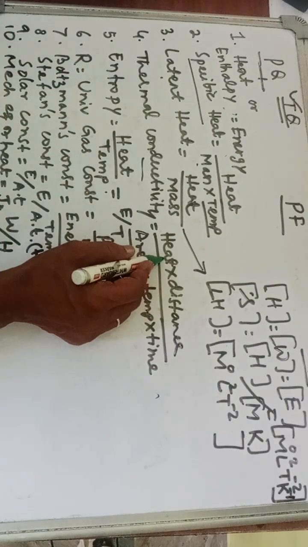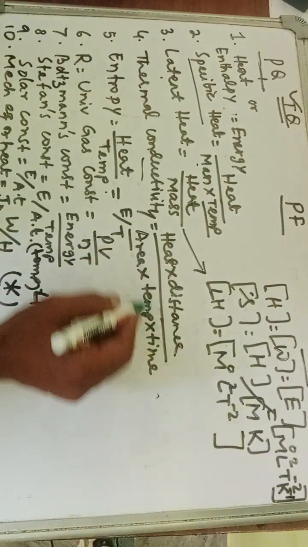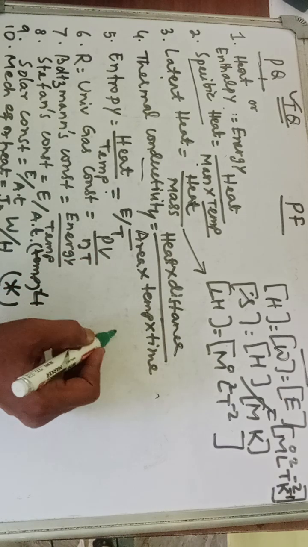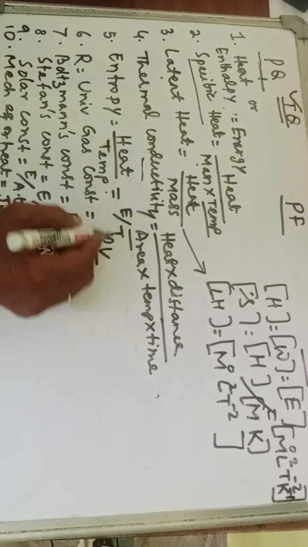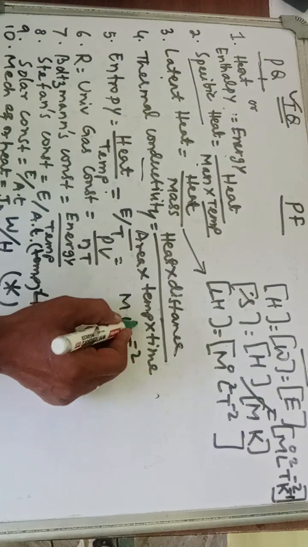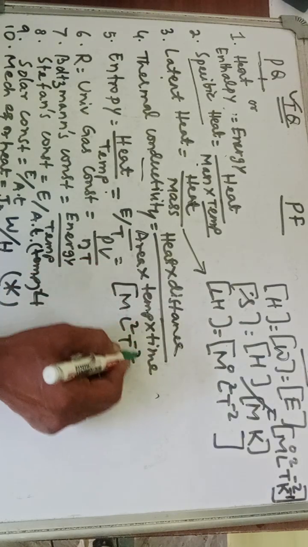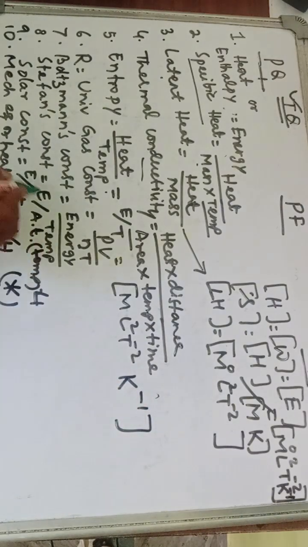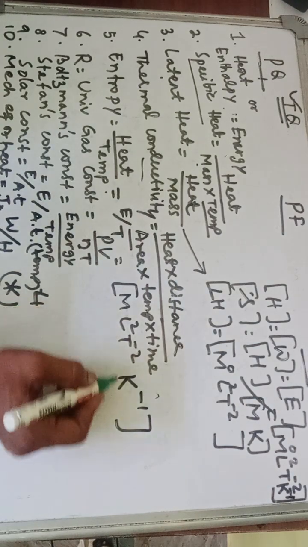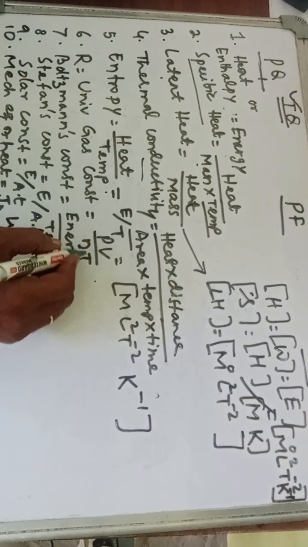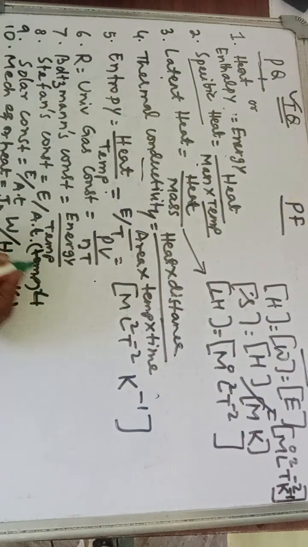For thermal conductivity, heat into distance traveled by area into temperature into time. Entropy is heat by temperature. You can say again it is energy, ML²T⁻², times K to the power minus 1. So entropy is ML²T⁻²K⁻¹. Universal gas constant in the case is PV by nT. Boltzmann constant is energy by temperature.